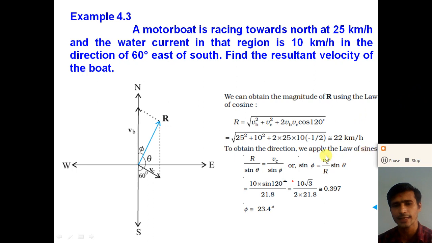Now by applying the sine law, R divided by sin theta is equal to VC divided by sin phi. So sin phi is equal to VC sin theta divided by R, which is 10 sin 120 divided by 21.8, or we can say 22. So we get the angle phi equal to 23.4. The resultant velocity of the boat makes an angle of 23.4 degrees with the water current.